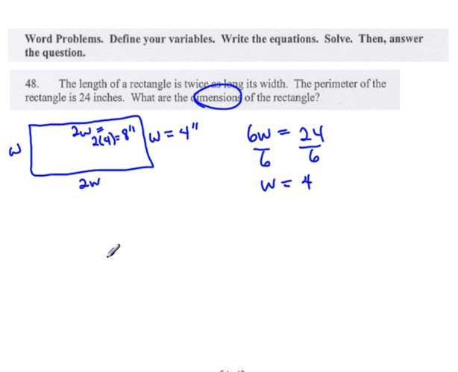So when you write it in terms of dimensions, it's usually length by width. So it would be 8 by 4 inches or 4 by 8 inches. It doesn't matter. There would be the perimeter problem.